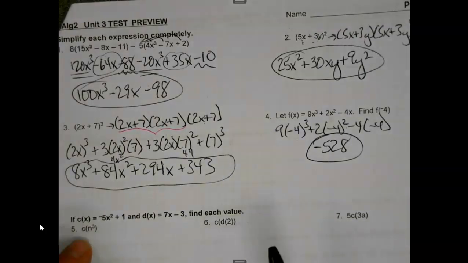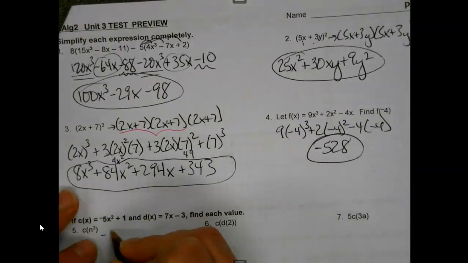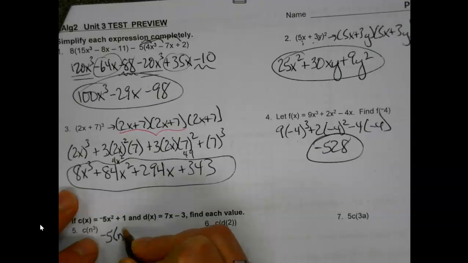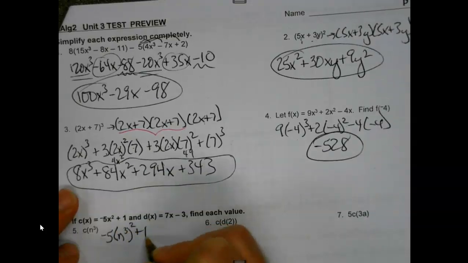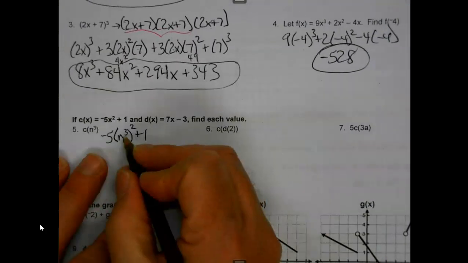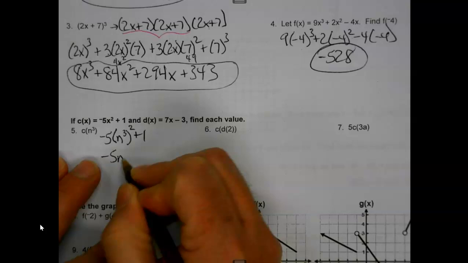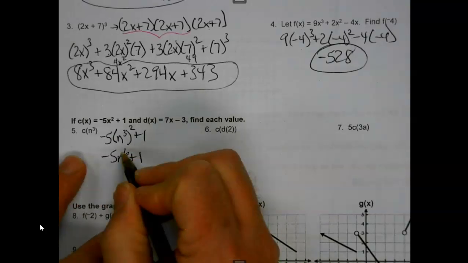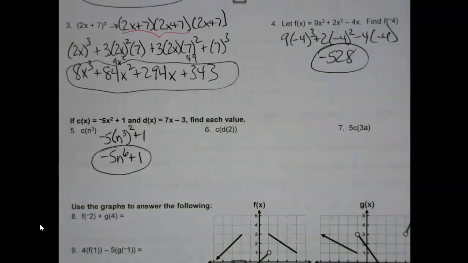All right, find the value. C of n to the third. Replace x with n to the third. Everything else stays the same, and do not leave your answer that way. Multiply that out. You're not squaring the -5, just the n to the third. You're done.